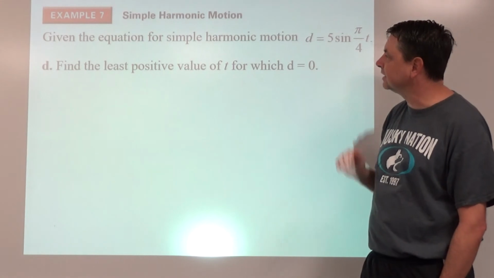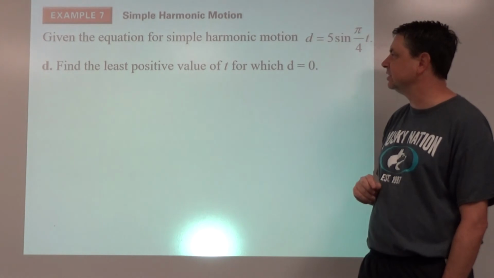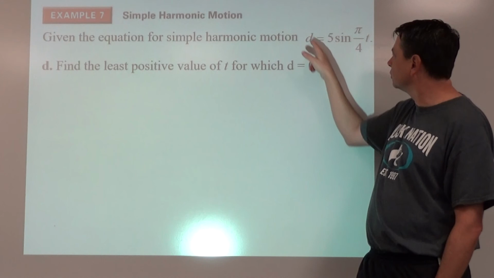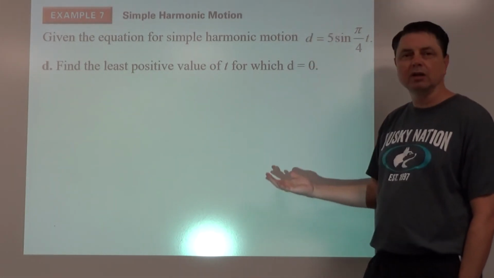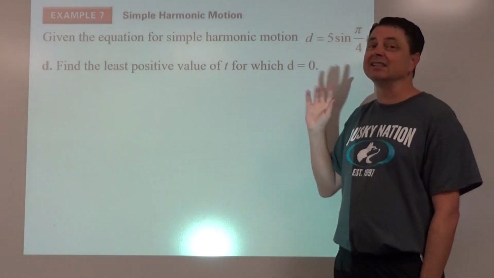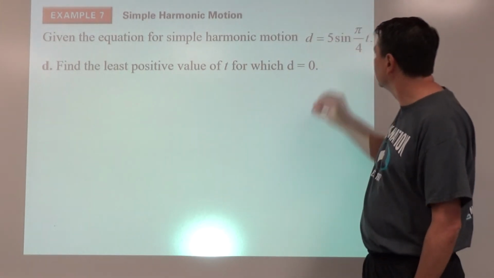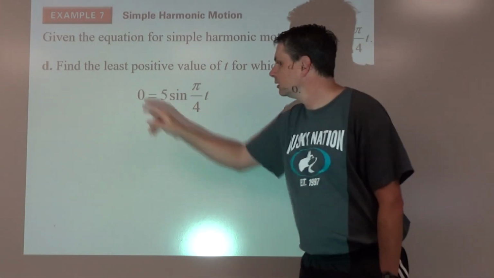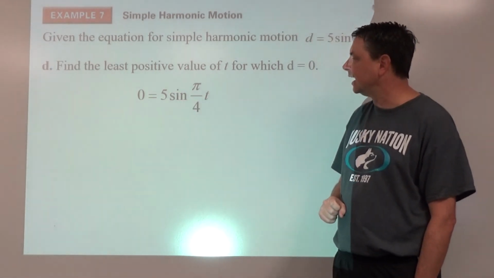And part D, find the least positive value of t for which the displacement would be 0. My first thought is we'll just replace d with 0 and see when this is going to be 0. Clearly, if we're talking about sine, 0 works, but that's not positive. So now we need to know the next one. Where else will we get a value of 0? Well, we can get rid of the 5 by dividing both sides by 5.